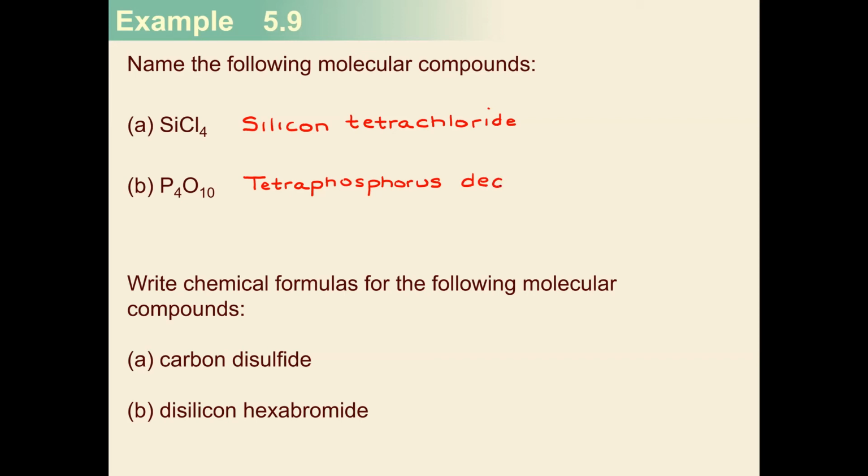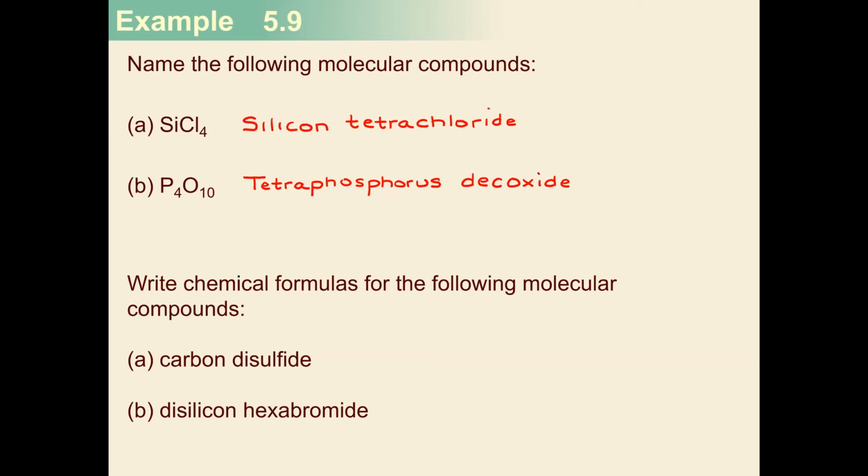Normally this would be deca, but because the A and the O are both vowels and would conflict in sound, we are going to omit the A and immediately just go into decoxide. Do not end up putting deca oxide or pronouncing it deca oxide because that is not systematically correct. For B, we have tetraphosphorus decoxide.